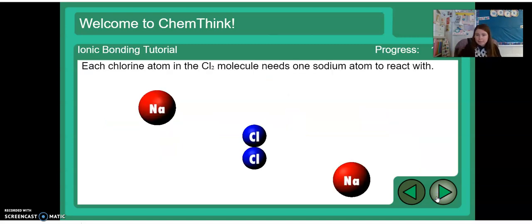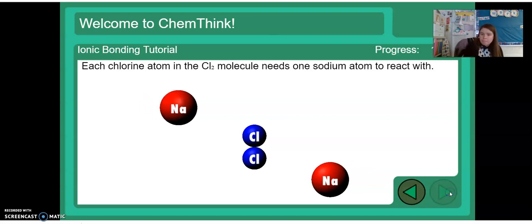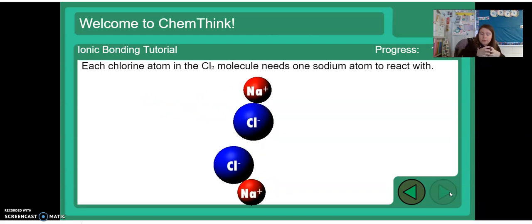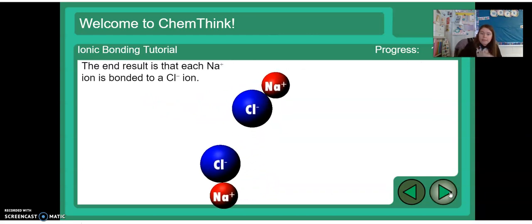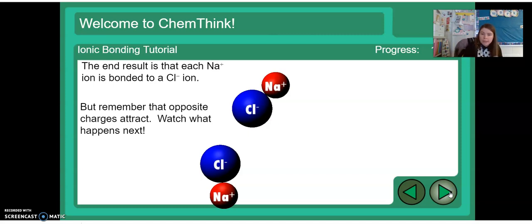So each chlorine molecule, that Cl2 that you see, those two little blue atoms, is going to need one sodium atom to react with. And we see two of those off to the sides. So as they pull towards each other, that electron is exchanged, and then they create that ionic bond with each other. The sodium is positive, the chlorine is negative, and they create that sodium chloride molecule with each other. But if we were to continue to watch, what we should expect to happen is that they will not stay separate molecules like that. They want to be surrounded by oppositely charged ions.